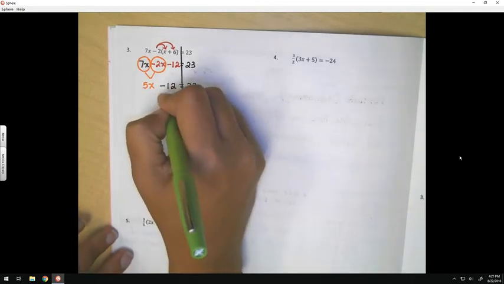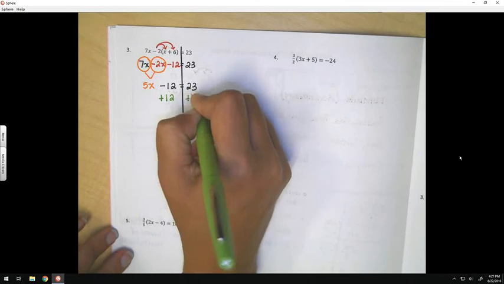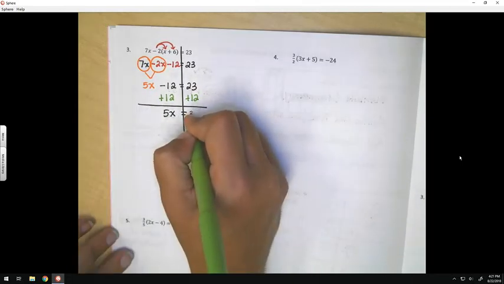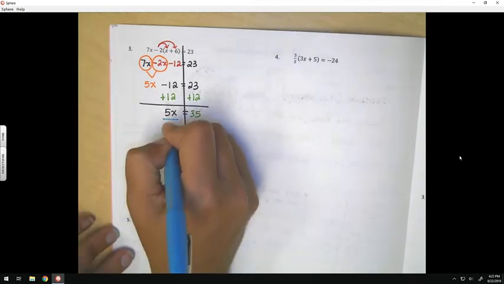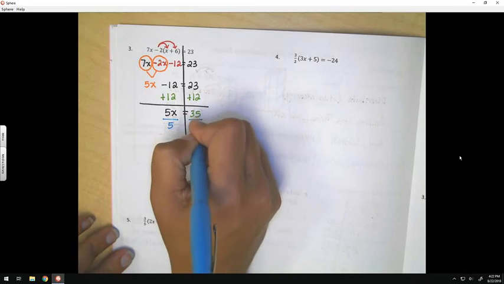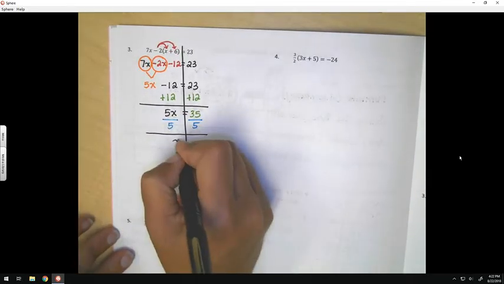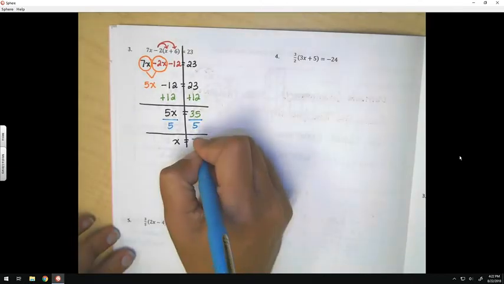Now I'm going to add 12 on both sides because adding is the inverse of subtracting, and I'm going to get 5x equals 23 plus 12, which is 35. And finally, I'm going to divide by 5 on both sides because division is the inverse of multiplication. And I'm going to get x equals 35 divided by 5, which is 7.